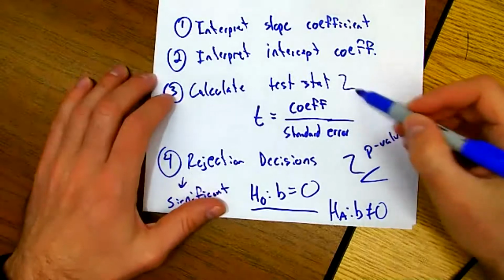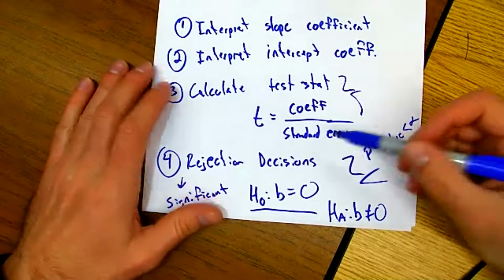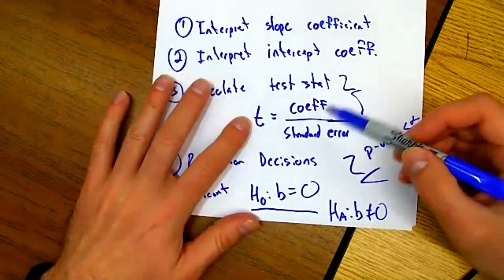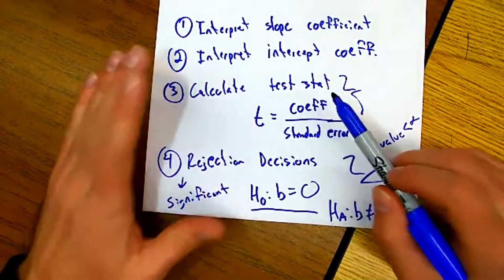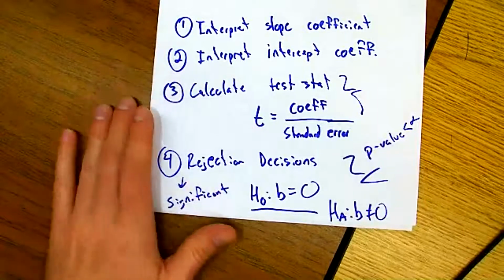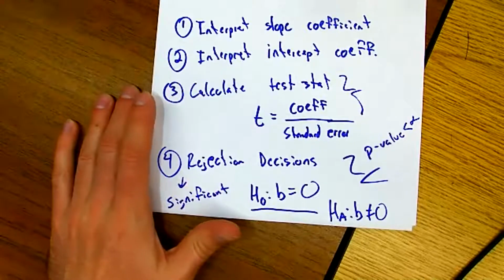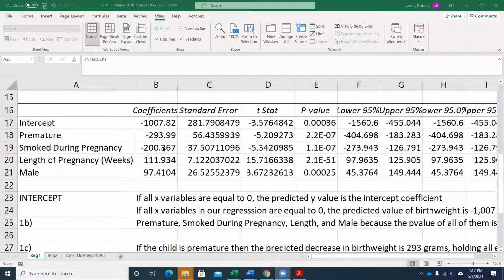Now, step 3 here, calculating your test statistic. I already mentioned this one as well, but these should be the easiest points in the exam. If I ask you for a test statistic, all you're going to do is go to that variable in your regression output, take the coefficient, divide it by the standard error, that gives you your test statistic, okay?